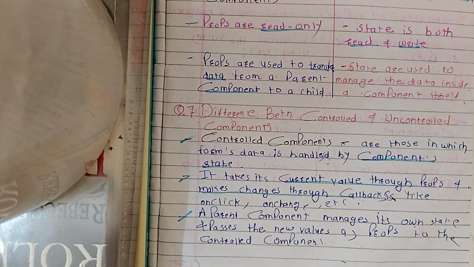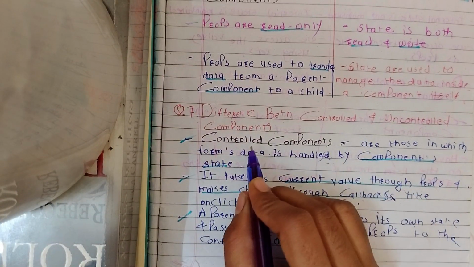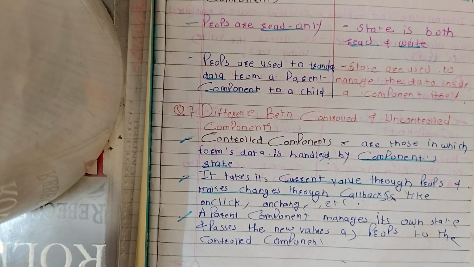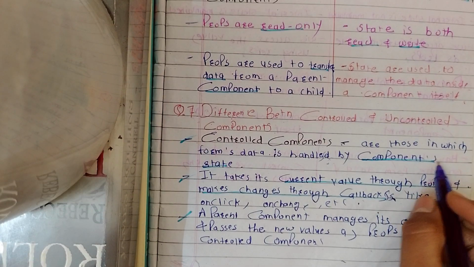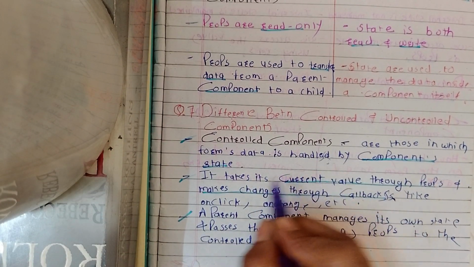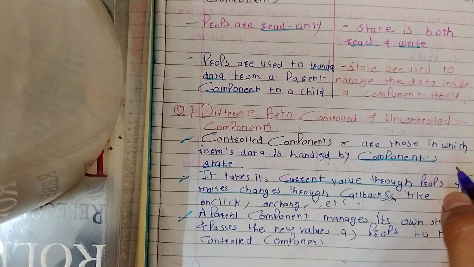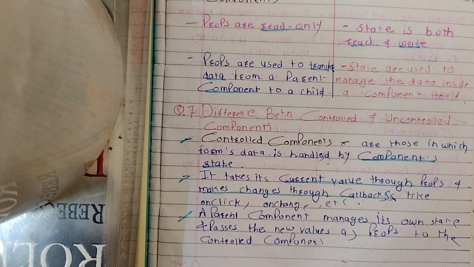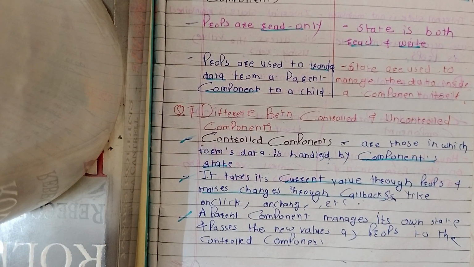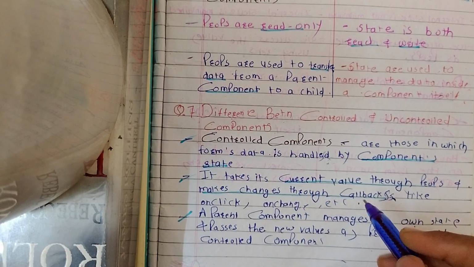Then what is the difference between controlled and uncontrolled components? So what is the meaning of a controlled component? These are components in which form data is handled by component state. All the inputs and all the data are handled by the component. It takes the current value through props and makes changes through callbacks like onClick and onChange.